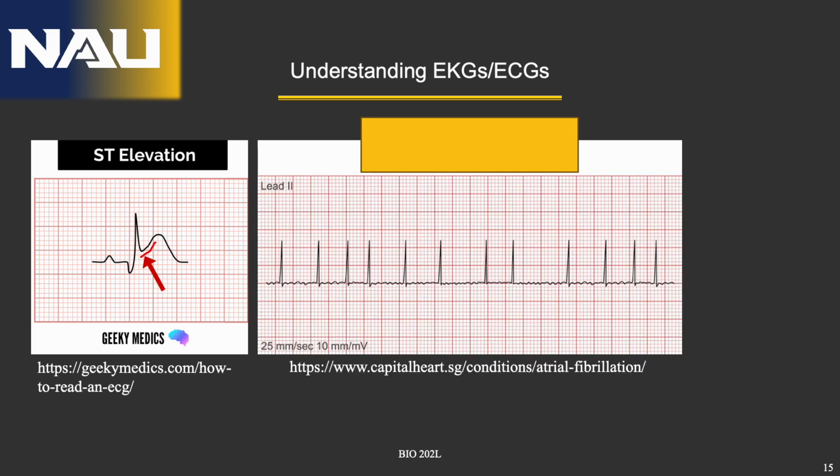Next, we'll move to this one. Do you see any T wave? I don't see any T waves, but I do see a QRS complex. And then lots of wiggles. So this is atrial fibrillation, or AFib.